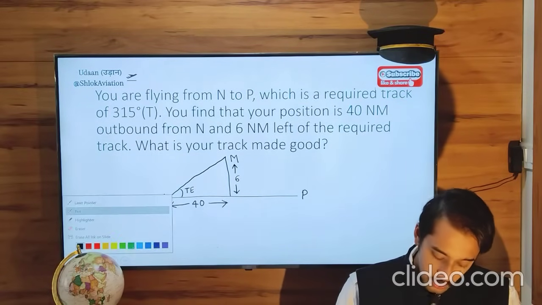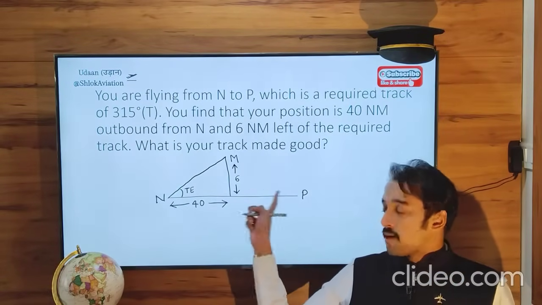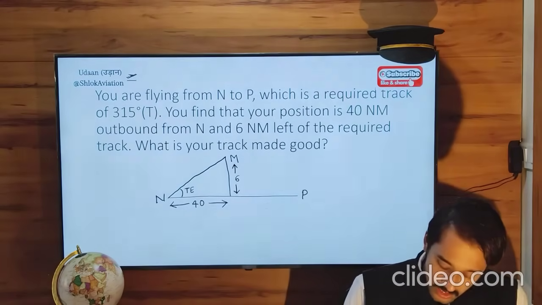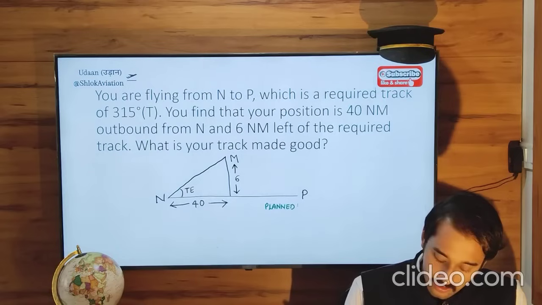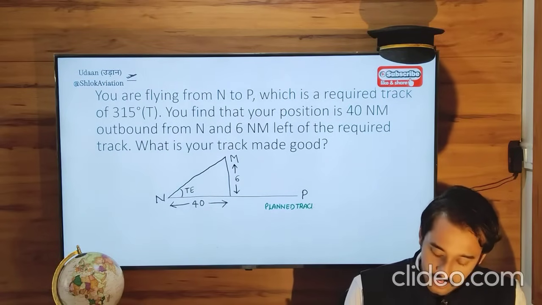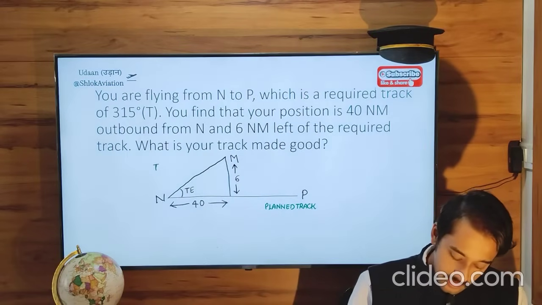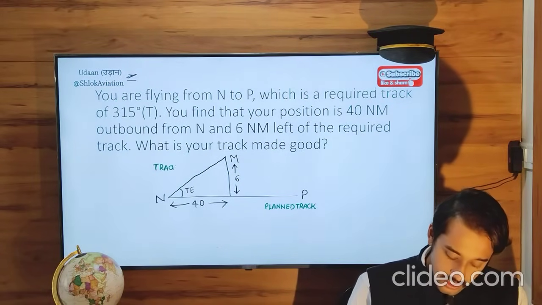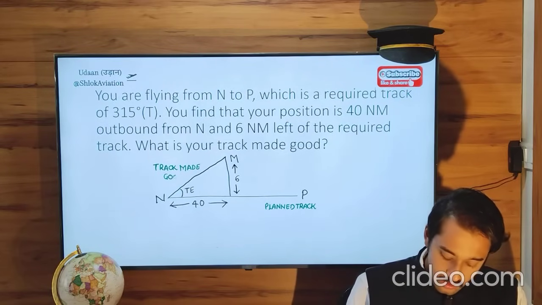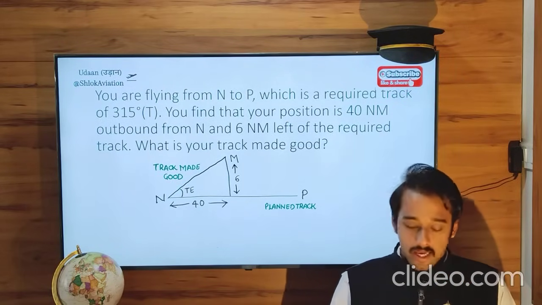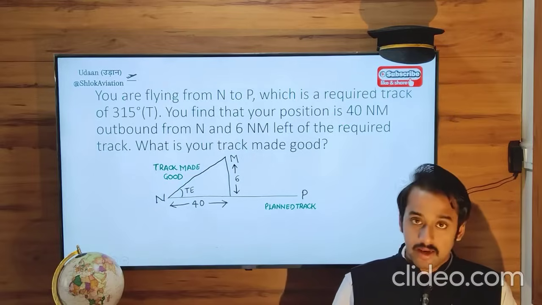So let's label this. You have November Papa route, which is your planned track, right? November to Mike is your track made good. And now you have to find track error. So let's first find track error angle.